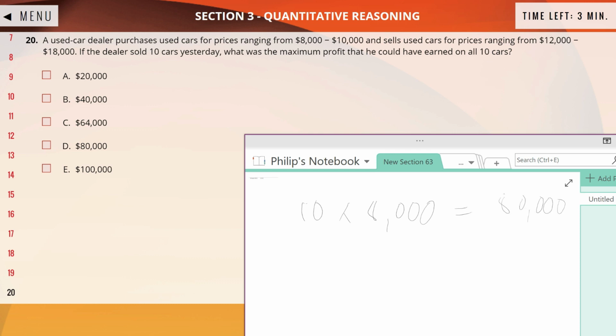That's the expenses. And the revenue, to max it out, they could have all been 18,000. That's the highest end of the range. 10 times 18,000 is 180,000, giving us a max profit of revenue minus cost, 180,000 minus 80,000, of 100,000.